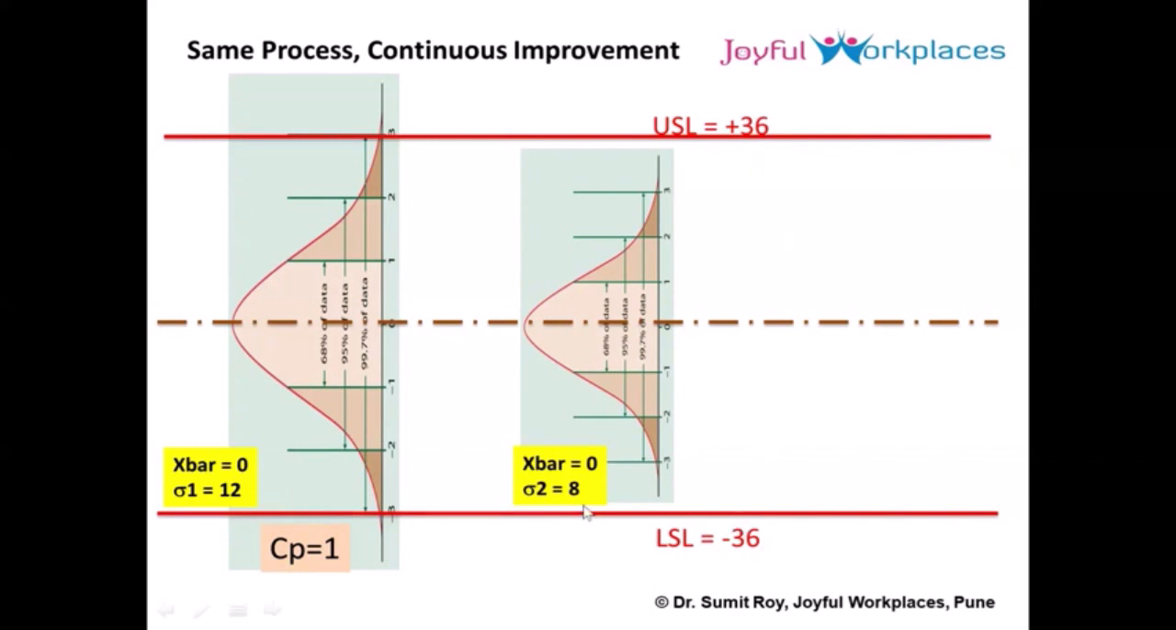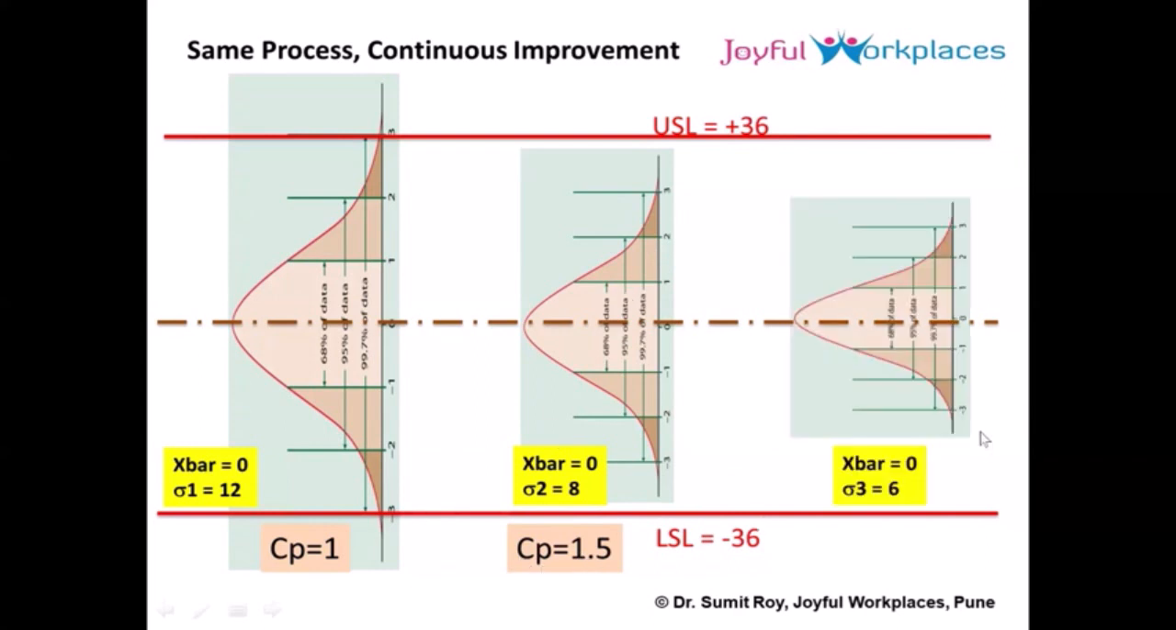But what has changed? Standard deviation. So your Cp in this case is nothing but USL minus LSL, which is 36 minus (-36), that is 72. And 6 sigma is nothing but 6 into 8, 48. So 72 divided by 48 is nothing but Cp equal to 1.5. It's a capable process. Let's go further.